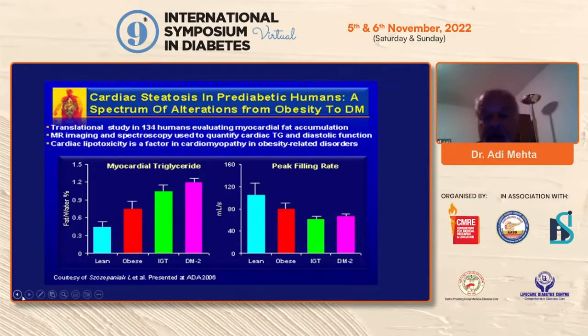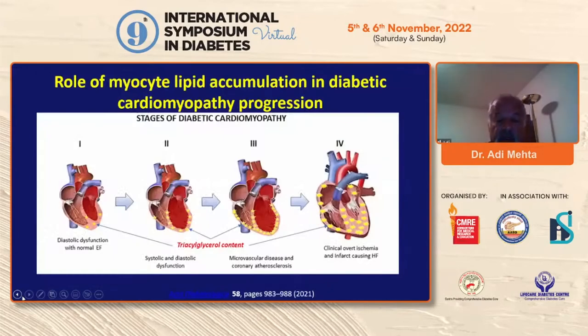And what's most important on the right side is as those cells become filled with fat, you start to notice that there is a decrease in filling rate. You're starting to set up diastolic and systolic dysfunction. And in fact, if you were to look at the triglyceride content of the heart and look at its stages of dysfunction, you very quickly find that diastolic dysfunction with normal EF occurs when there's low amounts of fat, and by the time it becomes very high levels of intramyocellular fat, you've got overt ischemia and infarct and heart failure.